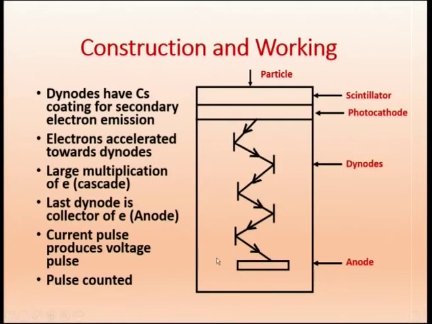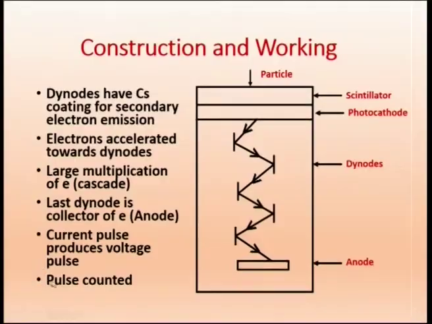Now this will produce a current pulse, because we have not shown the rest of the diagram. So this will actually be connected to a battery. This must be connected to negative, this must be connected to positive, with maybe an ammeter or milliammeter. So whenever a pulse enters, it will give a large current pulse, which will give a voltage pulse, and maybe the ammeter will show a pulse. So the current pulse produces a voltage pulse, and the pulse is counted.